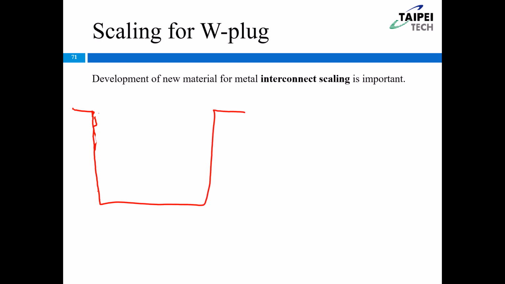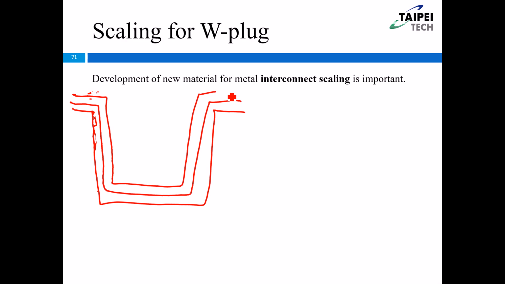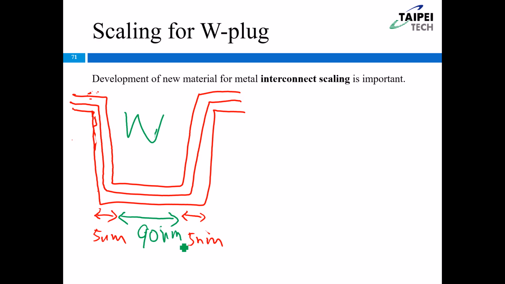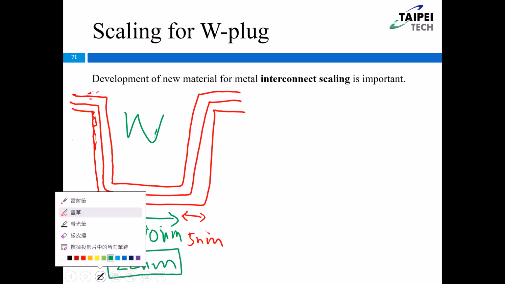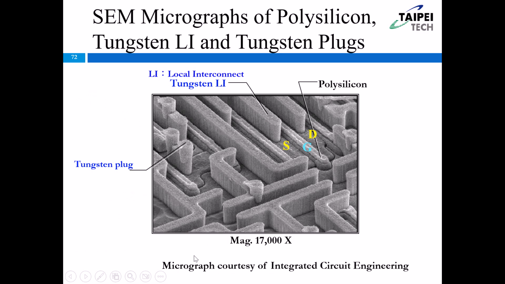Originally, for the tungsten plug, maybe the first layer is Ti and the second layer is TiN, right? Ti and TiN, 5 nanometer each, okay? So for the tungsten cross-section area, I still have, for example, 19 nanometer. And this data is from the 22 nanometer technology node for the chip.